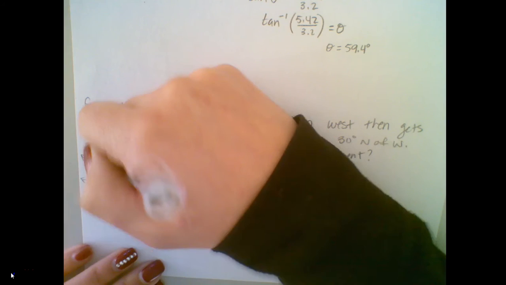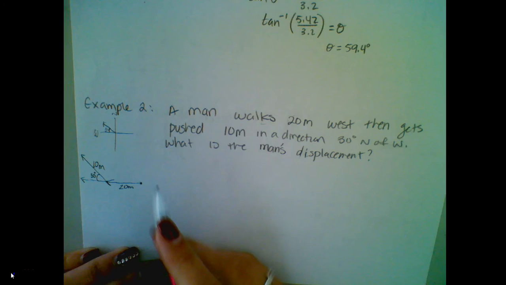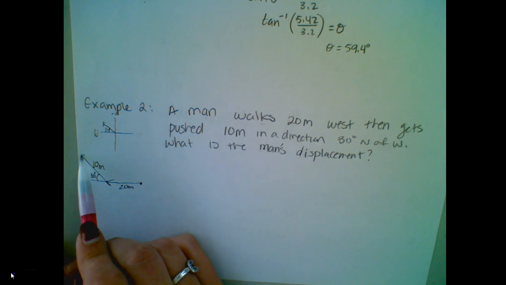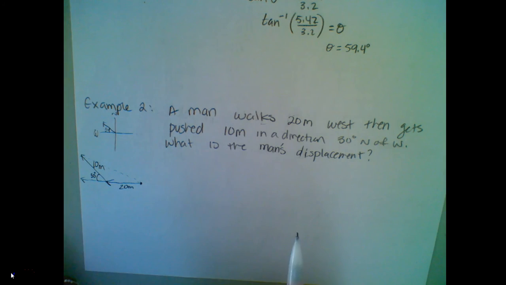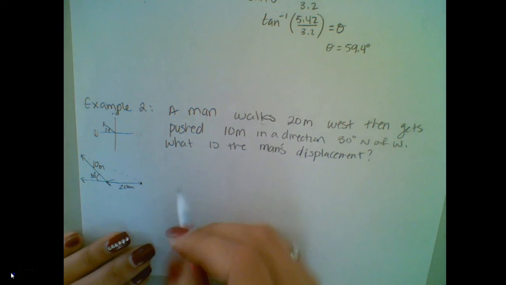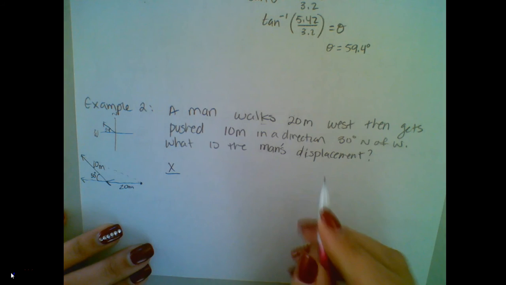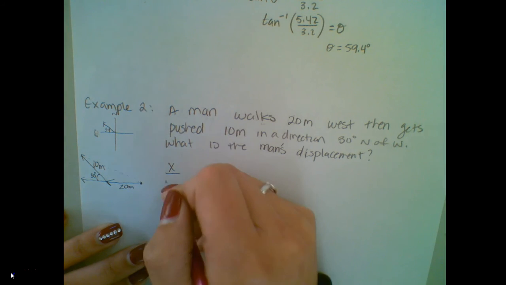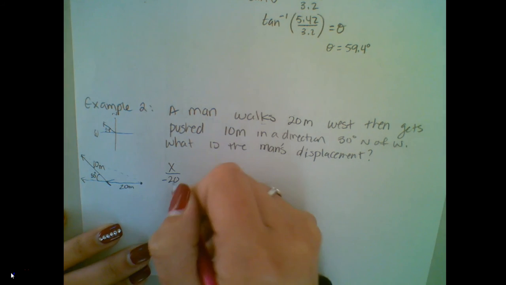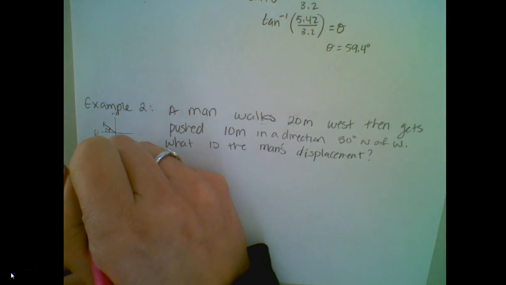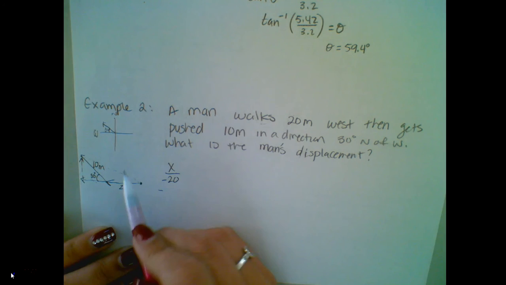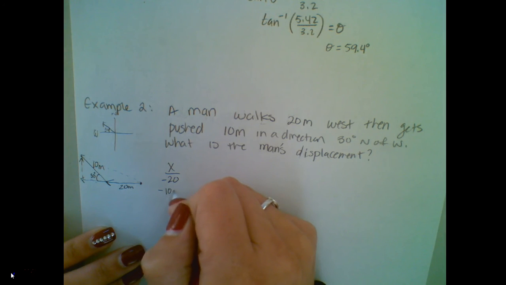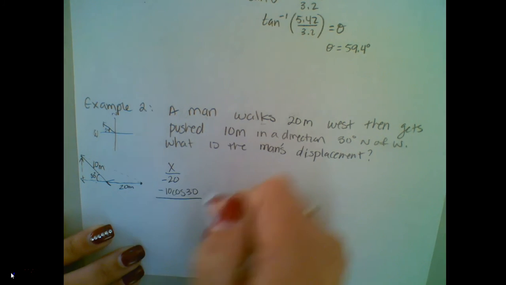If I do the math, I get negative 20 minus 10 times cos 30. So I get negative 28.7. And in the y, I just have 10 sine 30. So I get 5. So now if I want to redraw my result vector, I want to go negative 28 in the x, so pretty far, and then not very far in the y. But my result should look something like that.